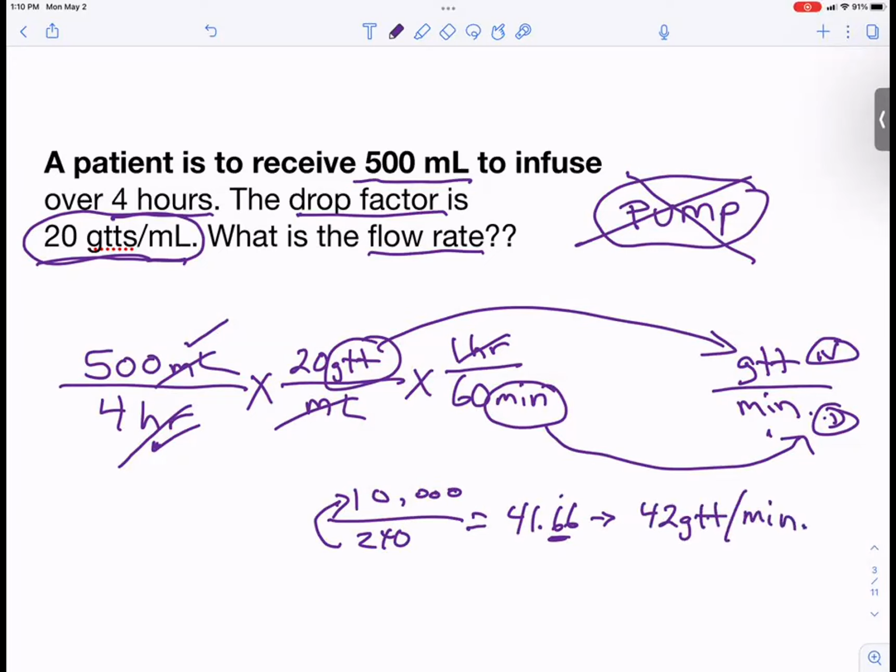So based on that tubing that has a drop factor of 20 drops per milliliter, I'm able to count for 1 minute 42 drops, and that will give me 500 milliliters in 4 hours.